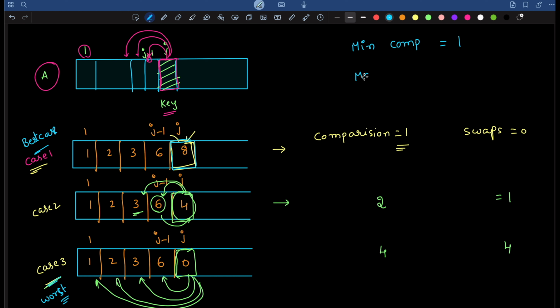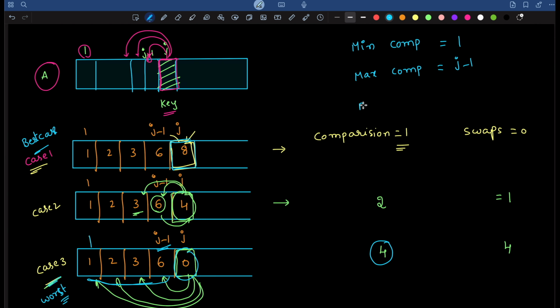What is the maximum number of comparisons required here? I would say it's j minus 1. So in case of j, how many comparisons are required? In this case 4, that is nothing but my j minus 1, right? So from 1 to j minus 1, this many comparisons are required.